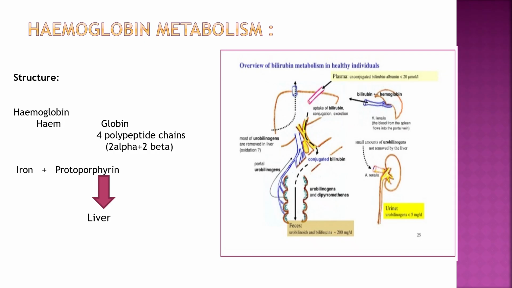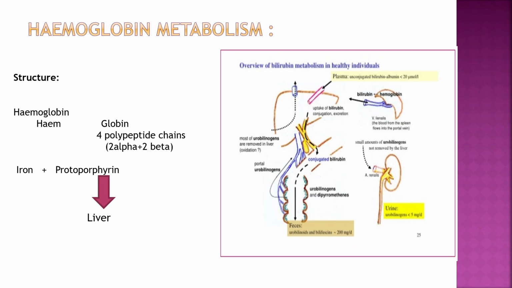So this is all the hemoglobin metabolism, that is, breaking down of the hemoglobin, and then excretion of the unwanted part of the hemoglobin, that is by pigments, that is stercobilinogen and urobilinogen.